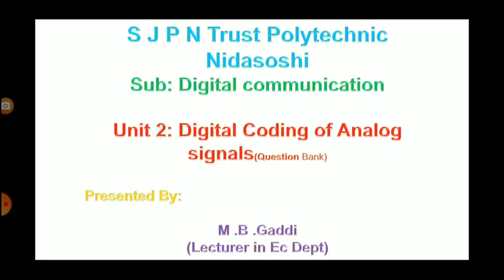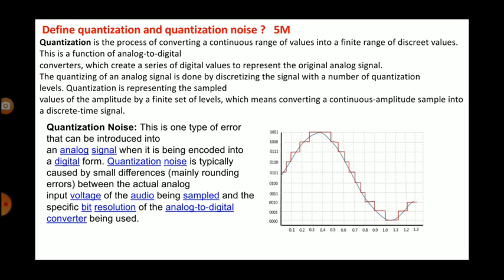Today I am going to discuss regarding Unit 2, digital coding of analog signals, some important question banks. First question, define quantization and quantization noise. It is for 5 marks.